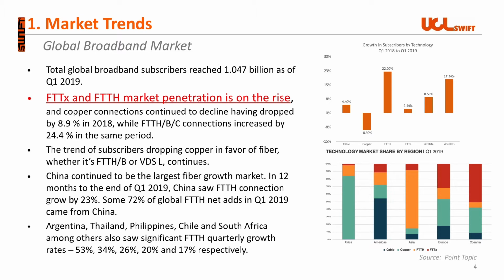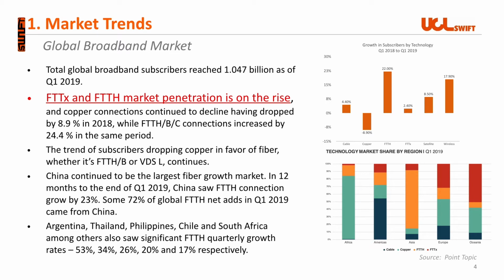Total global broadband subscribers reached 1 billion as of the first quarter of 2019. The FTTX and FTTH market is still growing, and copper connections continued to decline, having dropped by 9% in 2018, while FTTX connections increased by 24% in the same period. The trend of subscribers with fiber to the home or building continues to increase.